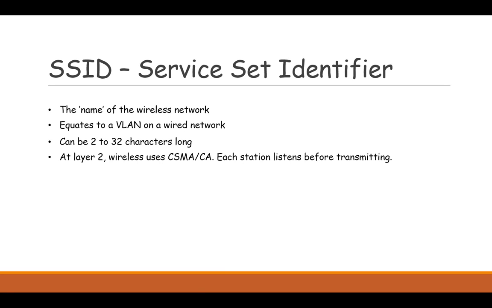The SSID can be 2 to 32 characters long, and at layer 2, you may not realize that wireless works with carrier sense multiple access collision avoidance. And what's this? Half duplex. When using the air or space as the transmission medium, there's no way to detect a collision or operate at full duplex. A client or access point both listen first before transmitting to see if anyone else is transmitting.